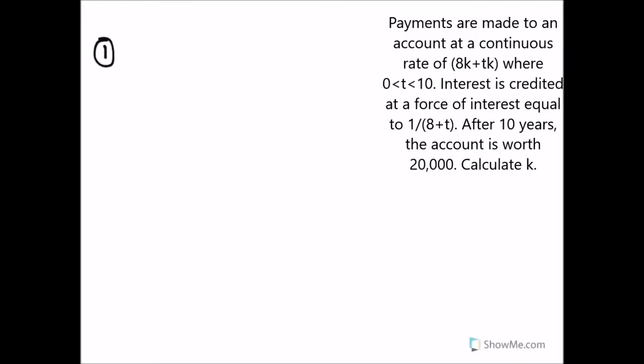For number one here, payments are continuous at 8k plus tk. And the important thing here is that they're continuous and they relate to t. So the fact that there is a t there means it's literally changing all the time. So we can just simplify this. K is a constant, so 8 plus t. So this is the formula over the 10 years for how the payment varies continuously.